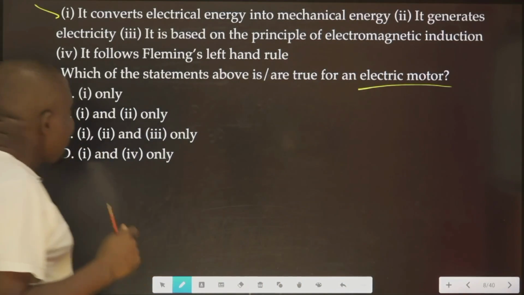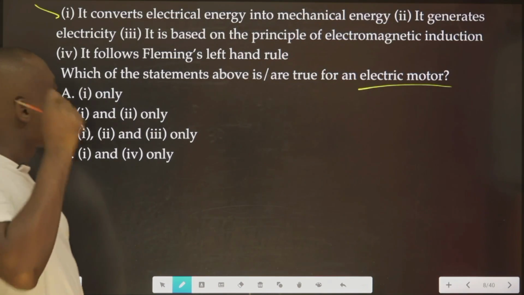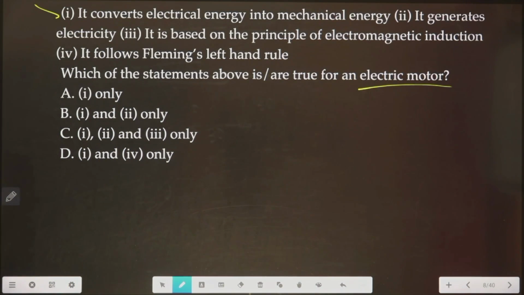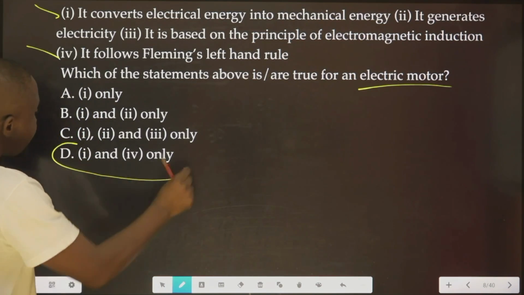3, it is based on the principle of electromagnetic induction. This is also false. While electromagnetic induction is a principle underlying generators and transformers, electric motor works on the principle of interaction between a magnetic field and a current-carrying conductor to generate force. So this is not correct. Lastly, it follows Fleming's left-hand rule. Correct. This is true for electric motor. Therefore, this is the answer.